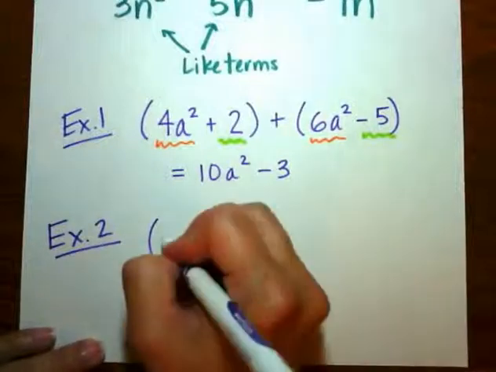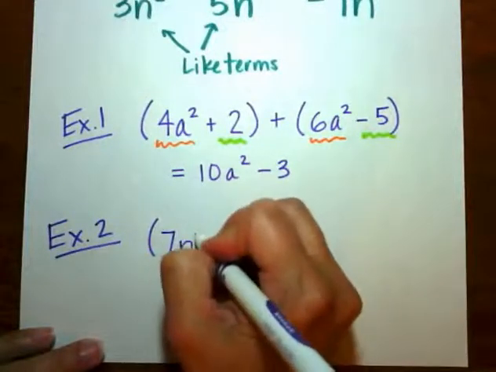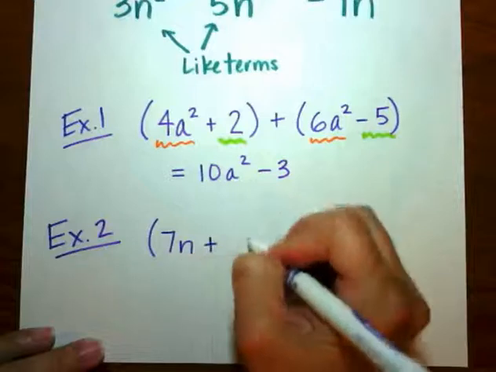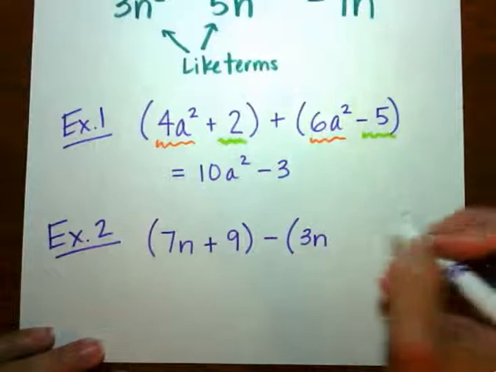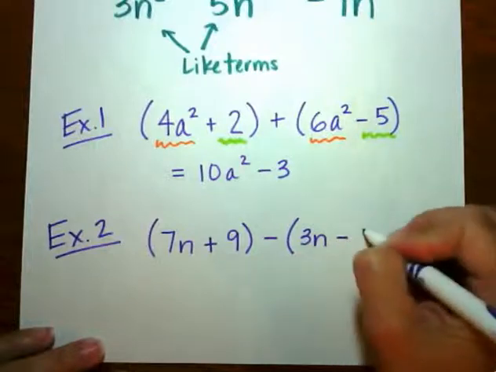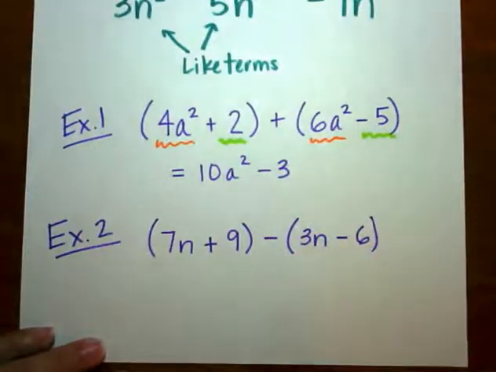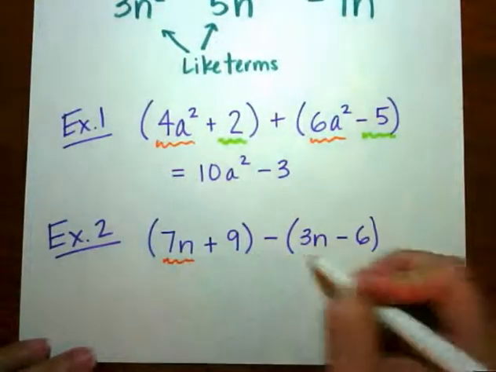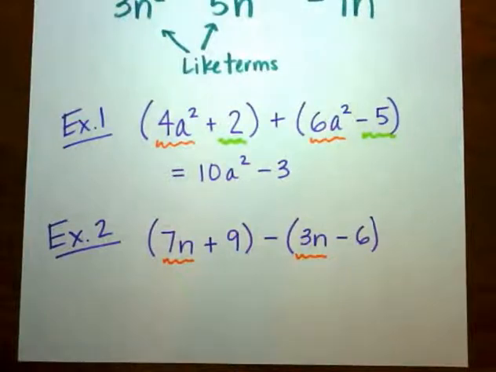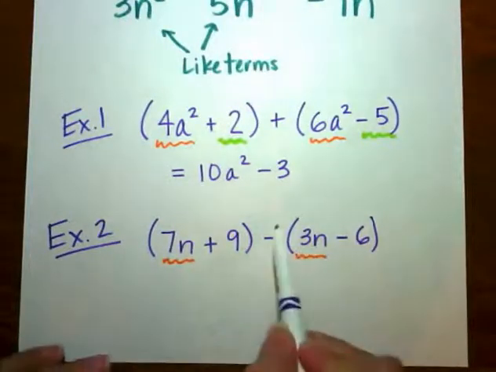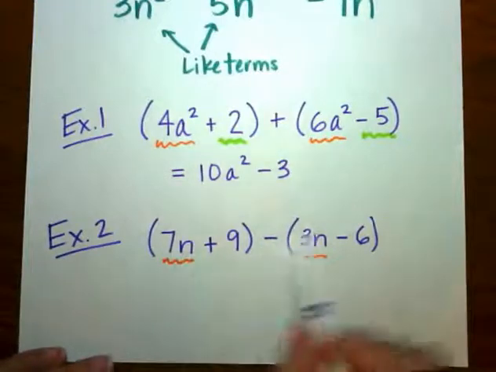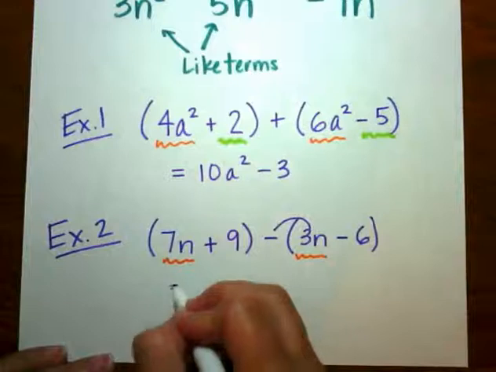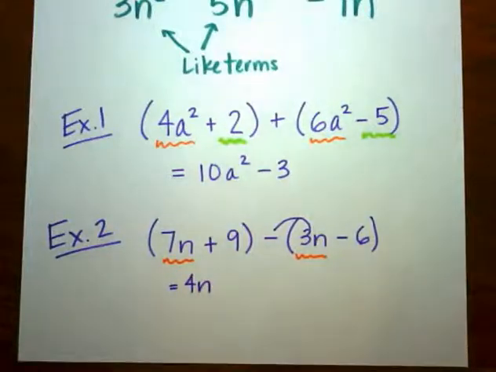How about 7n plus 9 minus 3n minus 6. Okay, so again, we're going to look for like terms. So I notice that 7n and 3n are like terms, but I have to remember I'm subtracting. So it's almost like we have to distribute the subtraction sign. So we're really going to do 7n minus 3n, which would equal 4n.